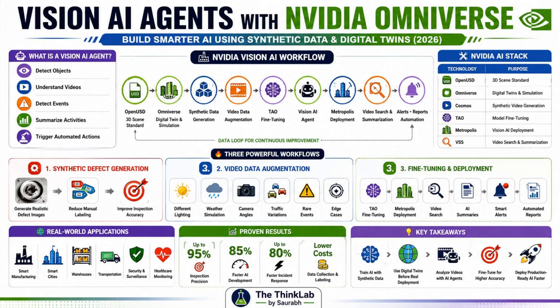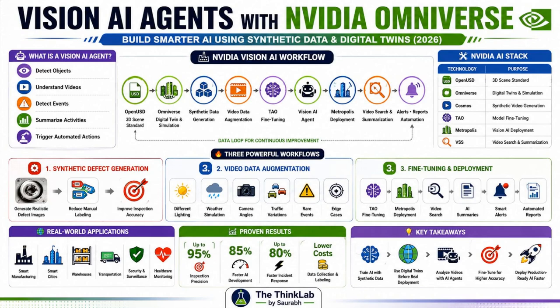So today we are going to explore one of the most exciting AI technologies of 2026. It's called the Vision AI Agent with NVIDIA Omniverse. So if you've heard terms like digital twins, synthetic data, TAO, Metropolis or OpenUSD, but never fully understood them, then this video is for you. By the end of this video, you will understand how NVIDIA built a production-ready Vision AI system and why companies are adopting this technology so rapidly.